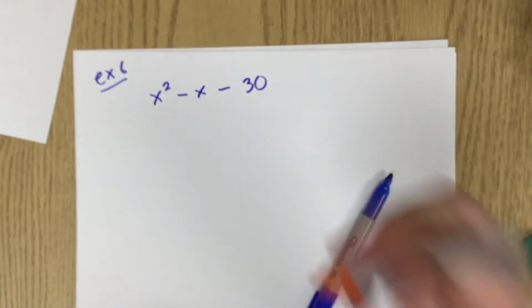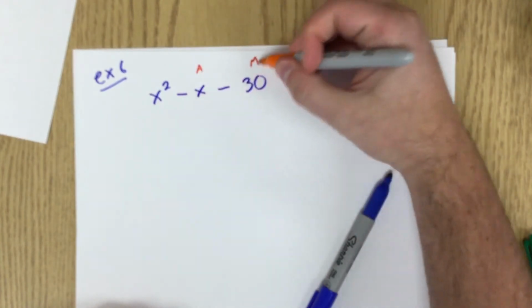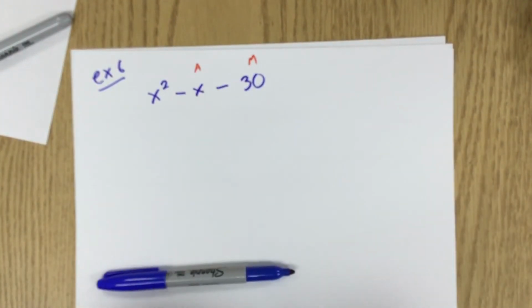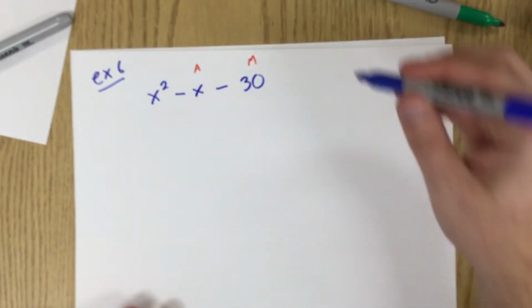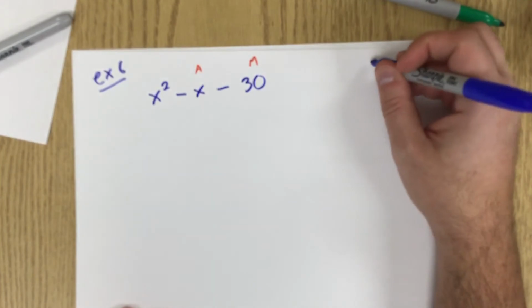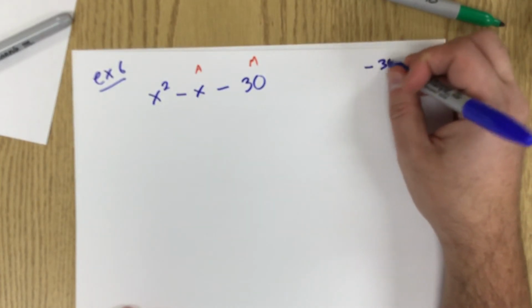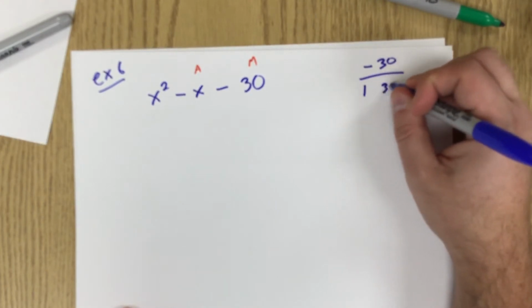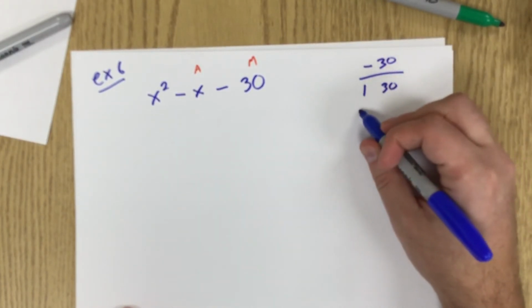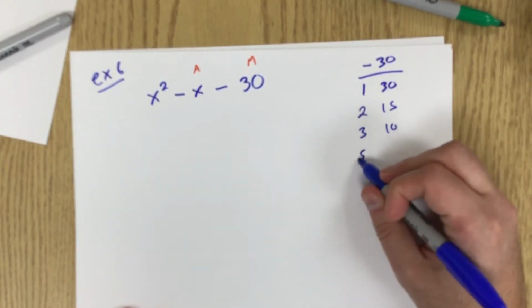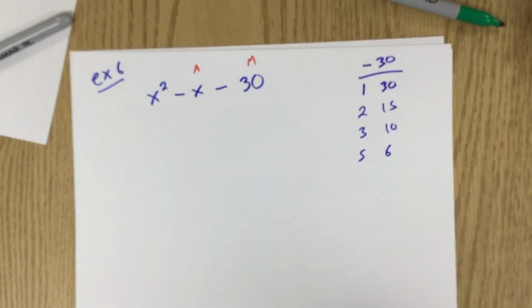Okay, I'm going to start speeding up a little here. So it multiplies to a negative, so that means one of them is going to be positive, one of them is going to be negative. So I don't really have a shortcut, but I'm going to kind of show a shortcut. So we need to multiply to negative 30. So it's going to be 1 and 30, 2 and 15, 3 and 10, 4 doesn't work, 5 and 6.